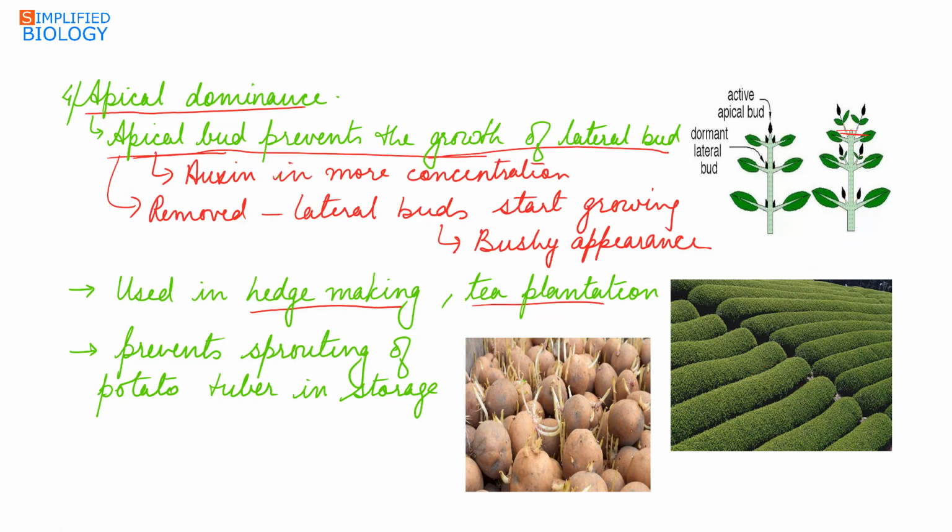Apical dominance is also used to prevent sprouting of potato tubers in storage. Potato tubers have buds on them and they start sprouting, decreasing the food value of potato. This is prevented by applying auxin to them. So they make the potato tuber dormant, hence preventing sprouting of the potato tubers.